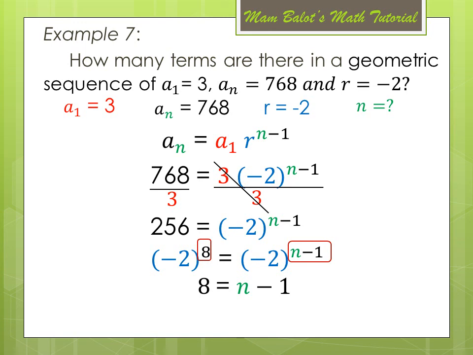So to solve for n, we need to transpose negative 1 to the other side. So that becomes 8 plus 1 is equal to n. And 8 plus 1 is equal to 9. So our n is equal to 9. So therefore, we have 9 terms in this geometric sequence.